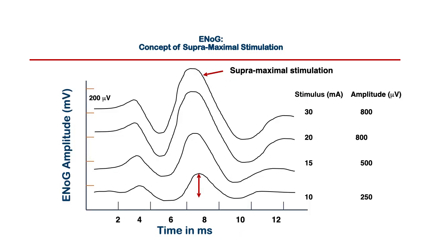Now here are the actual diagrams of the response. We're starting out at a lower stimulus of 10 milliamps. That's the lowest one. There's definitely a response there, but we can't stop there. We go up to 15, it's bigger. 20, it's bigger. 30, it's not even bigger. Between 20 and 30, we've got 800 microvolts of response, and it's not changing. So that's where we would stop.